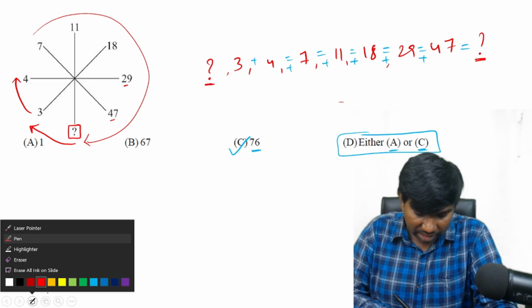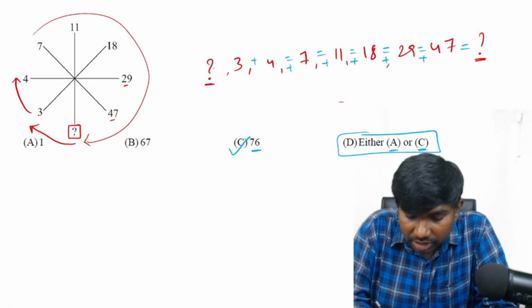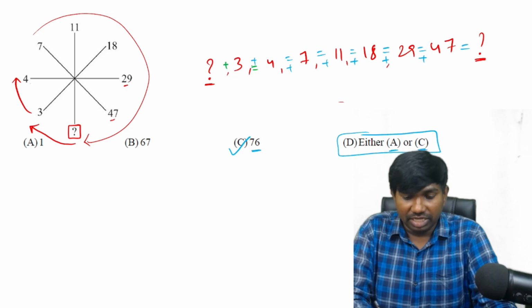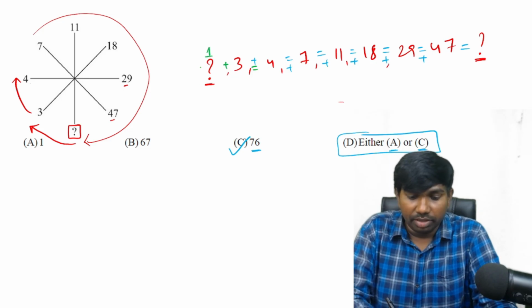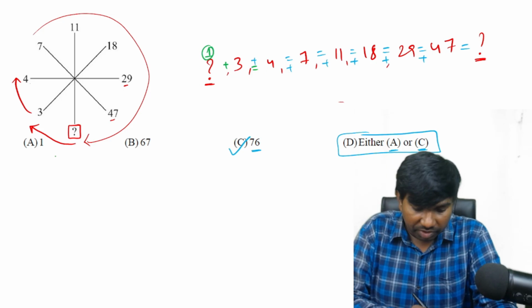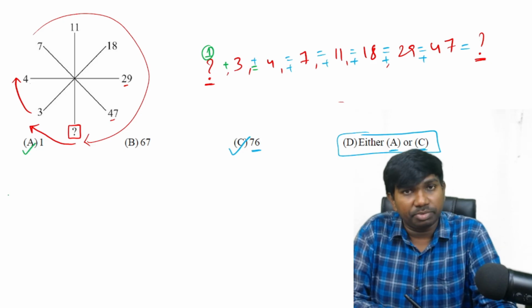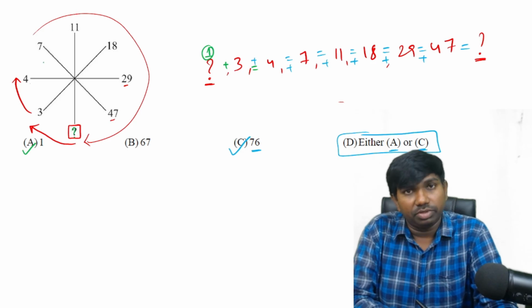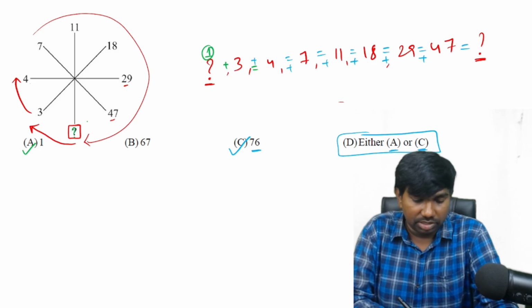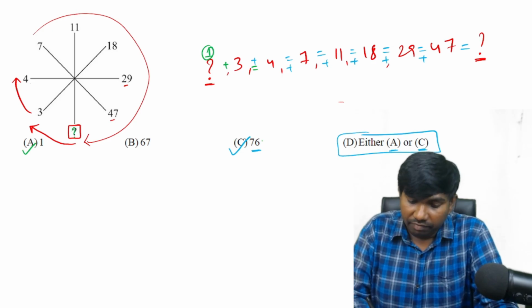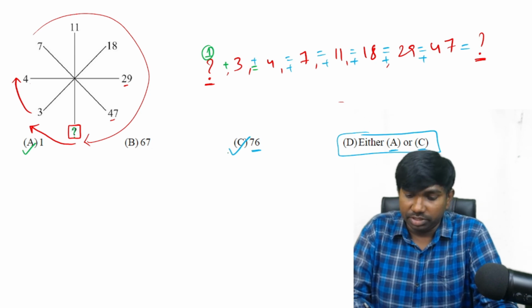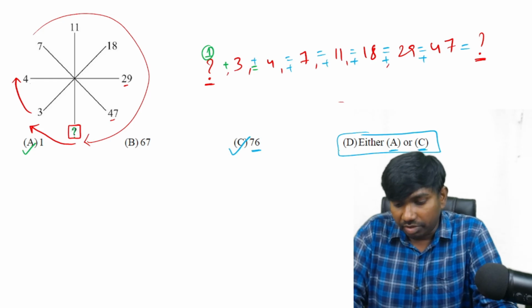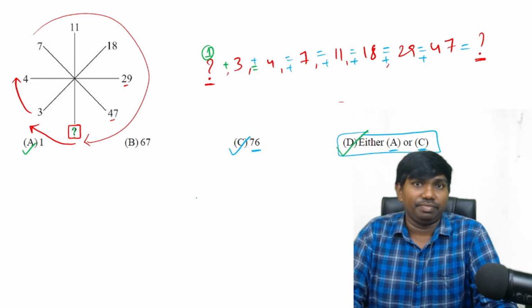If you apply the same logic here, something plus 3 must be 4. Which number plus 3 becomes 4? 1 plus 3 is 4. Is 1 available in the options? Yes, 1 is also available. That means the question mark can be 1. If you keep 1, it satisfies the question, and even if you keep 76, it satisfies the question. So our answer here is not only A and not only C. Our answer is either A or C.